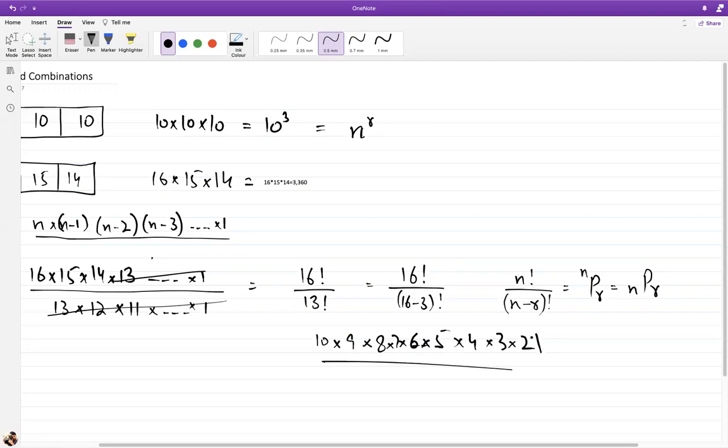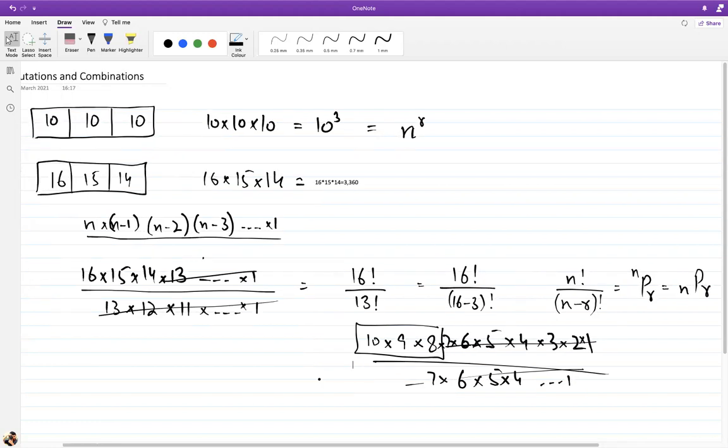And then because I just want to pick, I don't want to pick the last 7. I'll be like, okay, 7 times 6 times 5 times 4 times all the way to 1. And this cancels out with this whole thing. So I'm left with just this. And this is permutation without repetition, or permutation where you're choosing just a number of things from a whole pool, or whole array of things that you have.